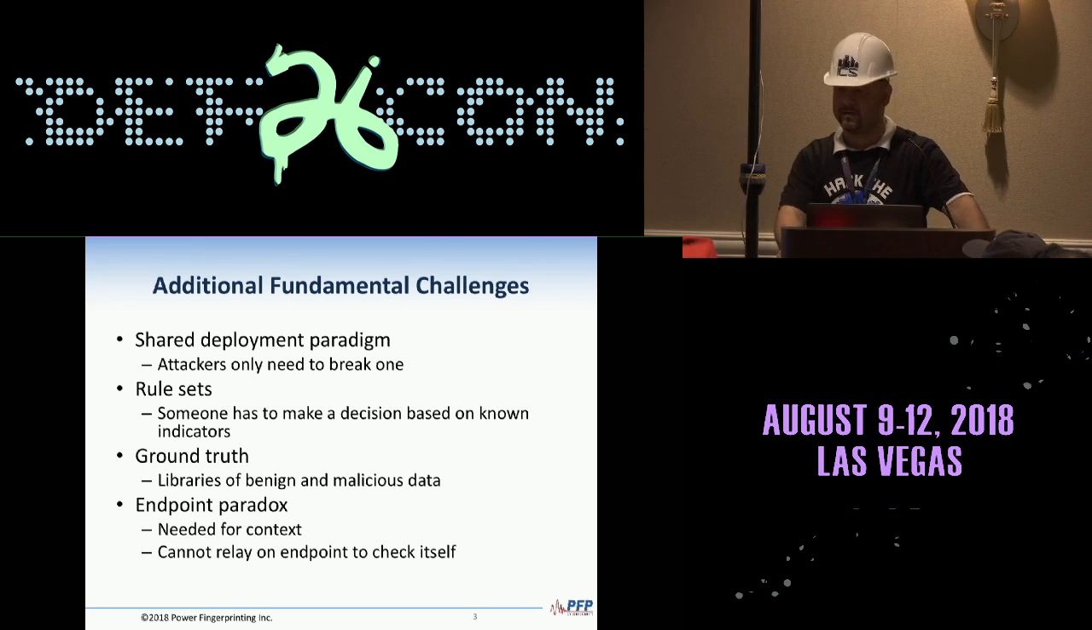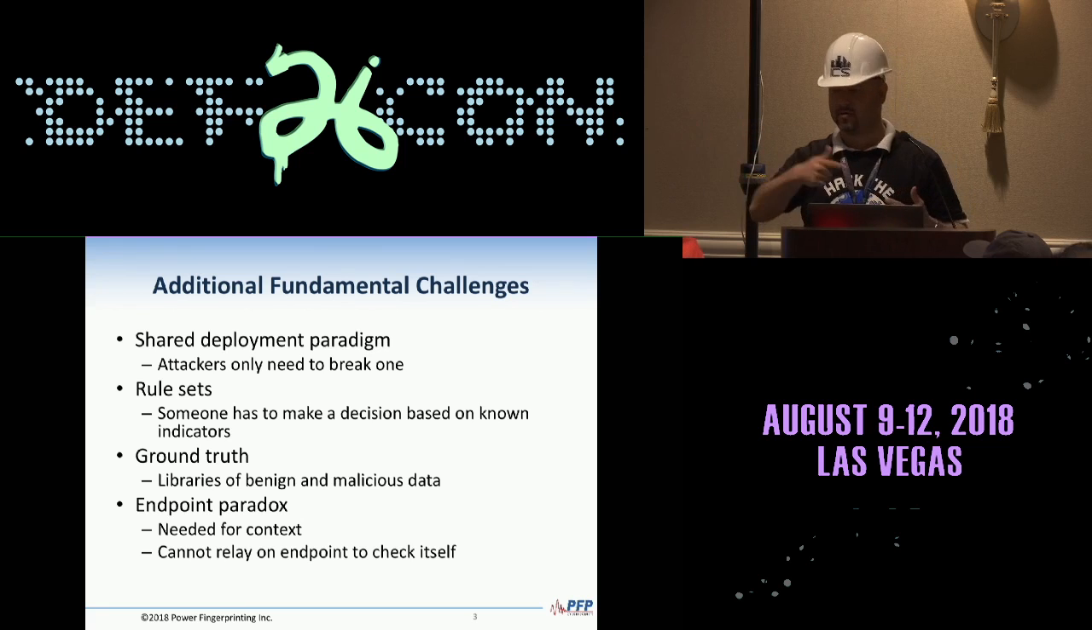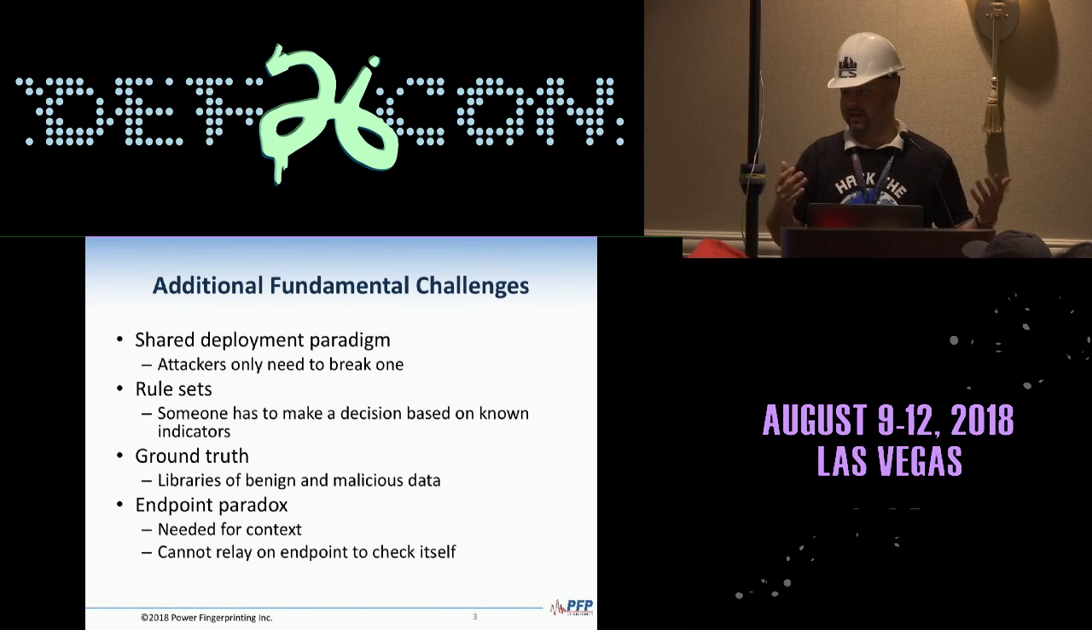And the last one, when we talk about the endpoint paradox, is that most of the endpoint protection relies on actually installing agents on the devices themselves. And of course, you need that endpoint information for context. If you're just looking at the network and you see a packet going through, you don't know what it did. Did it deploy? Did it do something bad? You don't know. You need that endpoint context to really understand what's going on with your network, with your whole system. But in order to get that context, you need to install an agent in the endpoint itself.